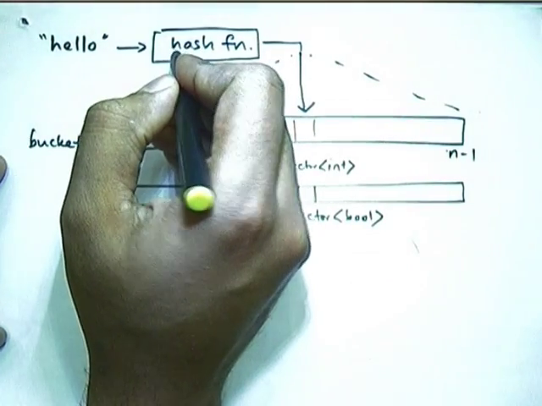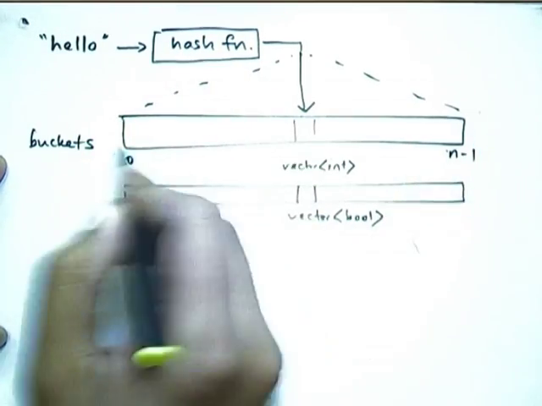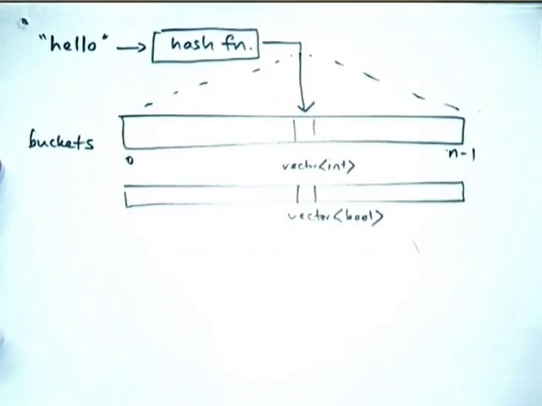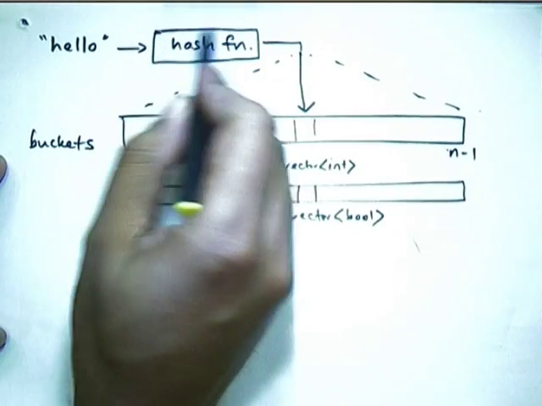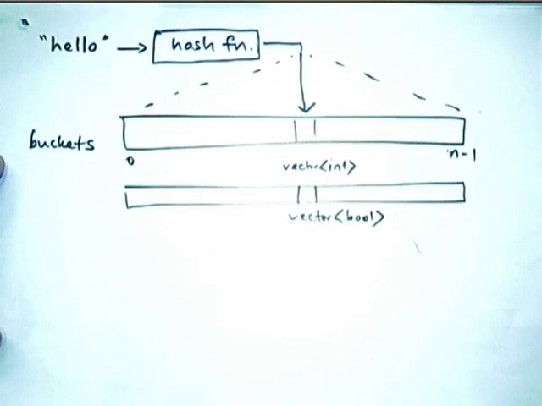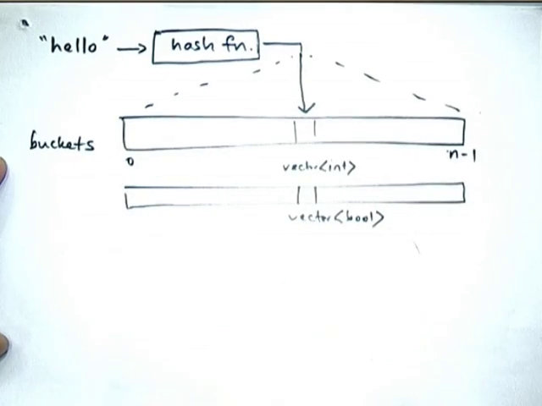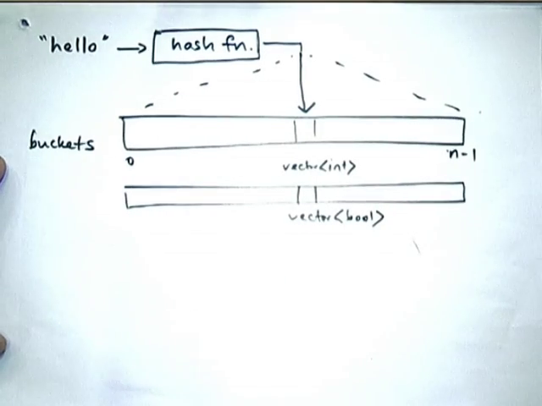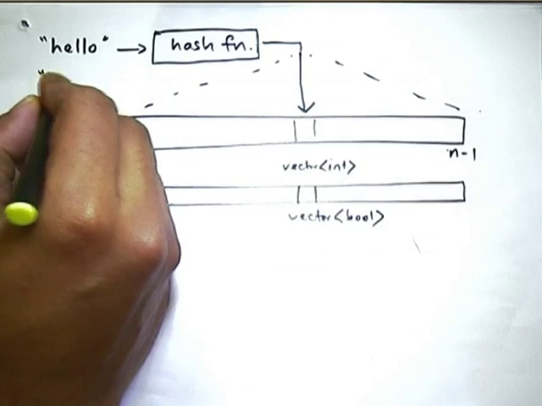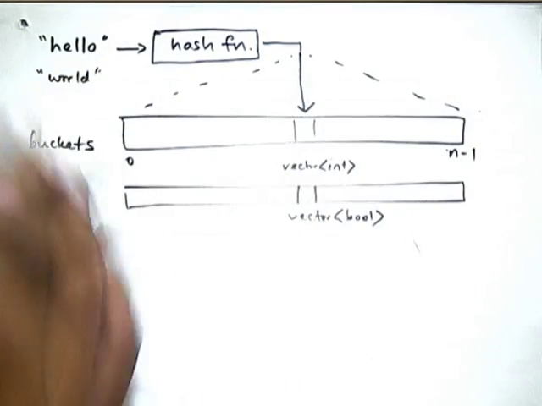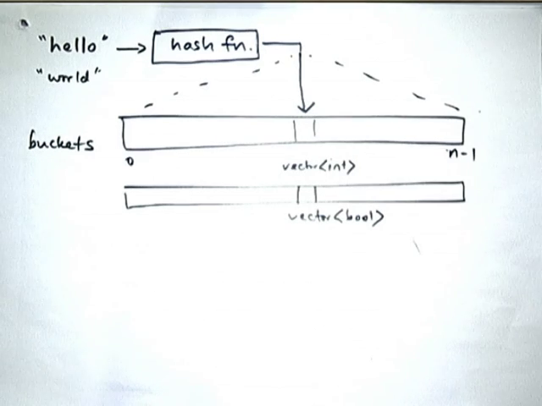A good hash function makes all of these buckets equally likely for any given string. So the hash function is sort of like a deterministic pseudo-random number. I'll describe that in a moment. But basically, given a string, it should be very hard for you to predict which bucket it will go into. All of them should be equally likely. So given two strings, the probability that both of them will go to the same bucket should be equal to 1 over the number of buckets. So as you increase the number of buckets, the probability of a collision should go down to 0.